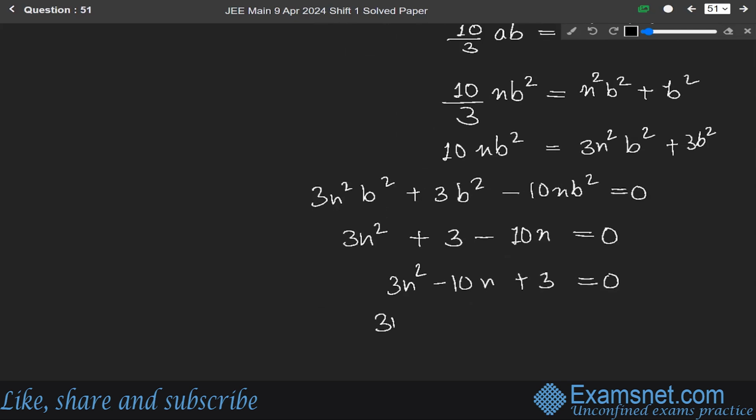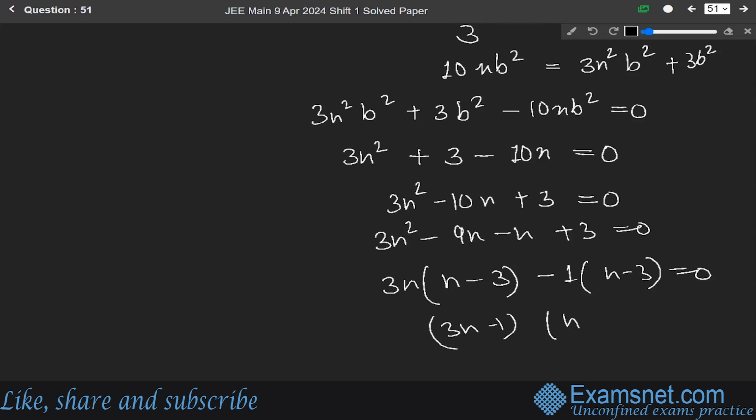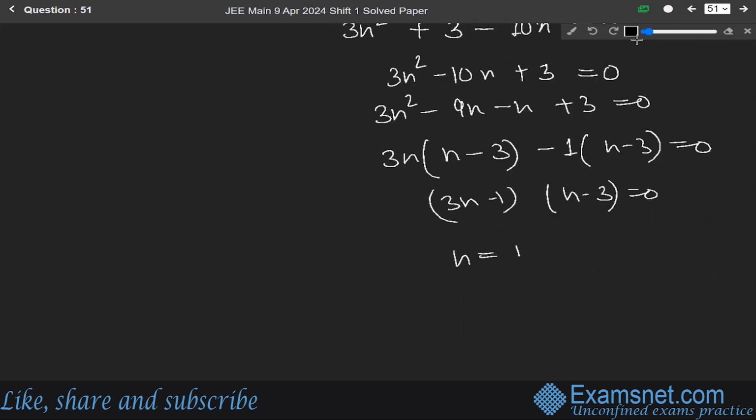Solving it, we get 3n square minus 10n plus 3 equals to 0. So we can write it as 3n square minus 9n, 3 threes are 9, so minus 9n minus n plus 3 equals to 0. So 3n common, it will be n minus 3, and here we can take minus 1, so it will be n minus 3 again. So 3n minus 1 is one factor and n minus 3 is another factor. So from here we see that n equals to 1 by 3 and n equals to 3.